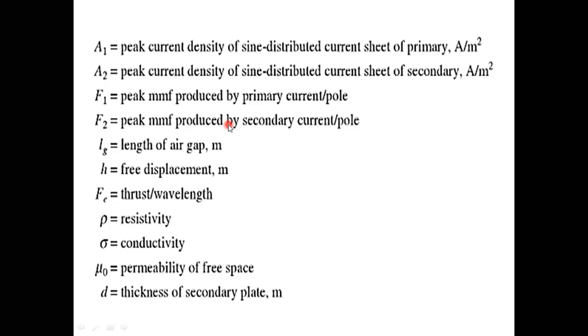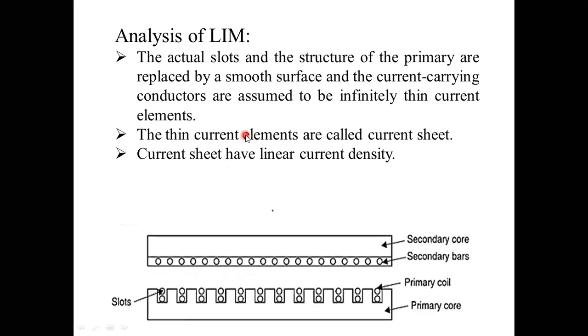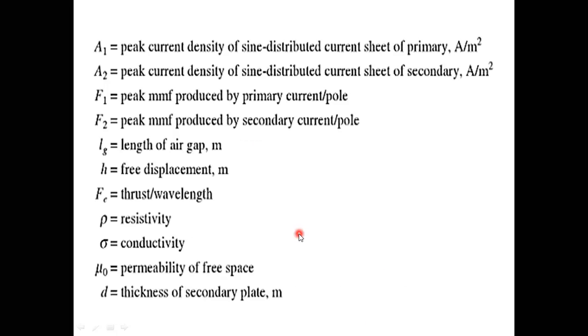Let a1 be the peak current density of the sinusoidally distributed current sheet of the primary, in ampere per meter square. Considering the primary and the secondary side, next is a2, the peak current density of the sinusoidally distributed current sheet of the secondary, again in ampere per meter square.